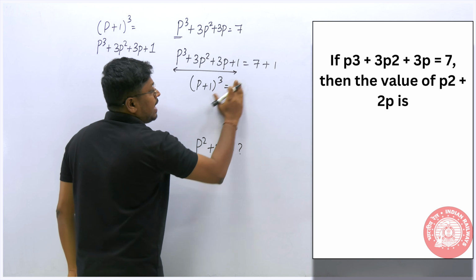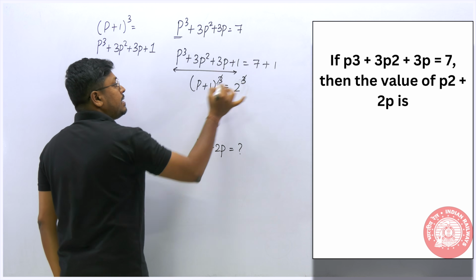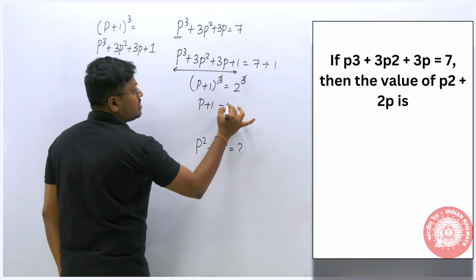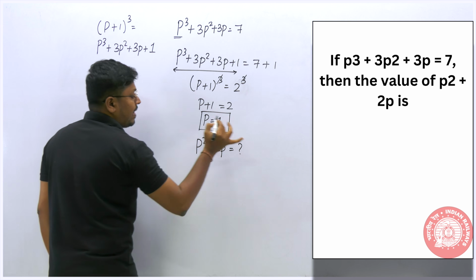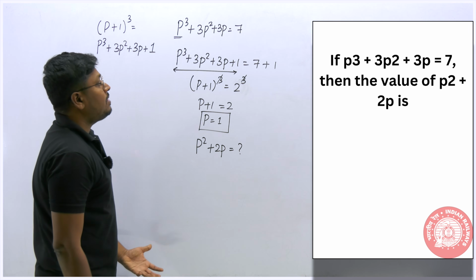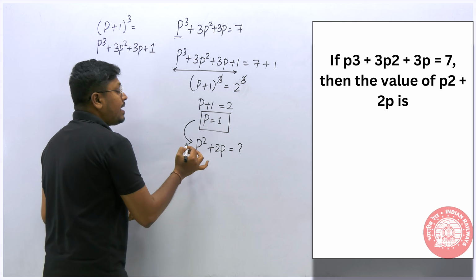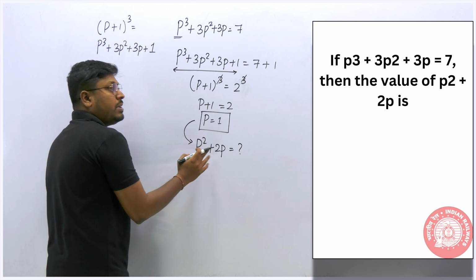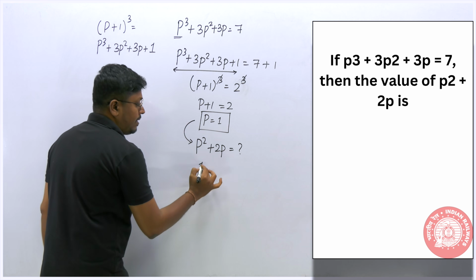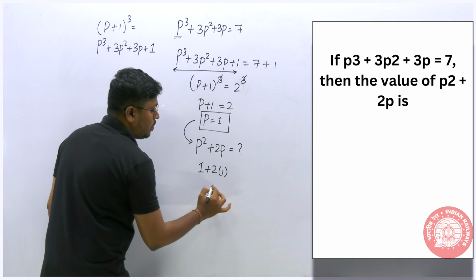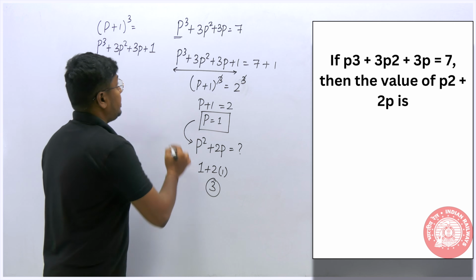So this 8 can be written as 2 cube because both are same. So now we can cancel the cubes. So p plus 1 is equal to 2. So p is equal to 2 minus 1, which is 1. So finally, from the given expression, we found the value of p. Now substitute here, because our target is not to find the value of p. Our target is to find p square plus 2p. So now we found the value of p. So 1 plus 2 into 1 will be 3. So the answer for this question is 3.